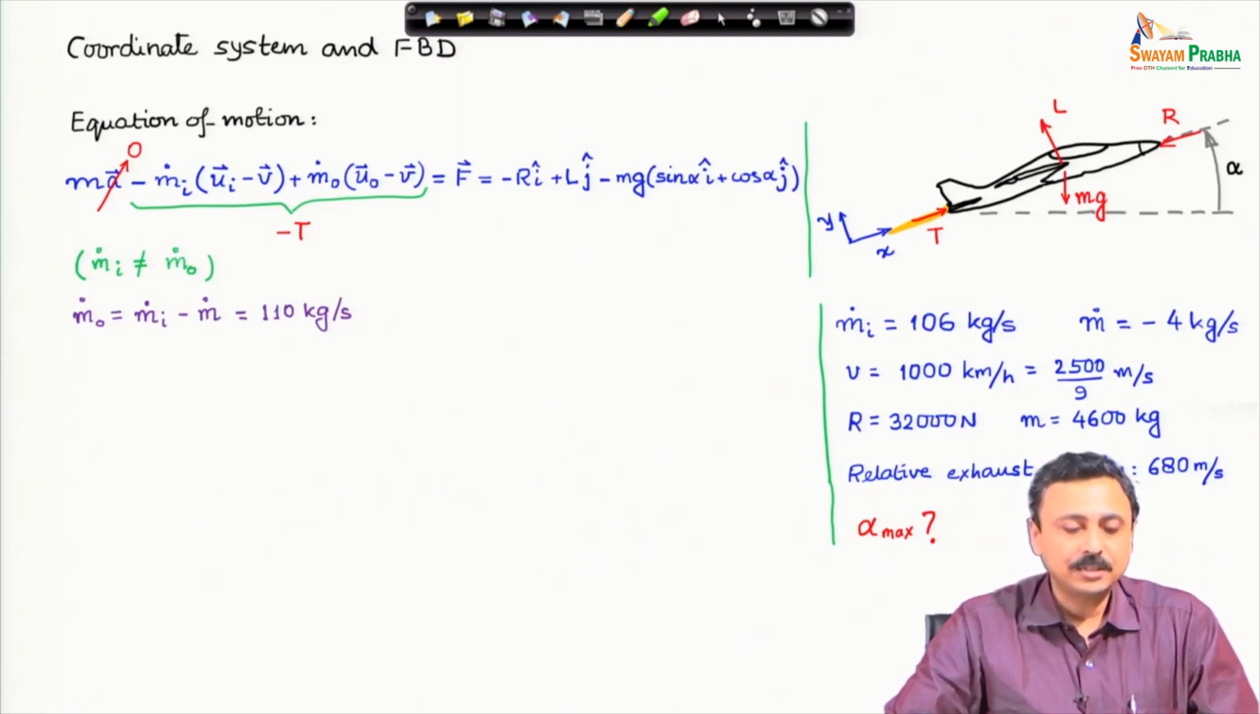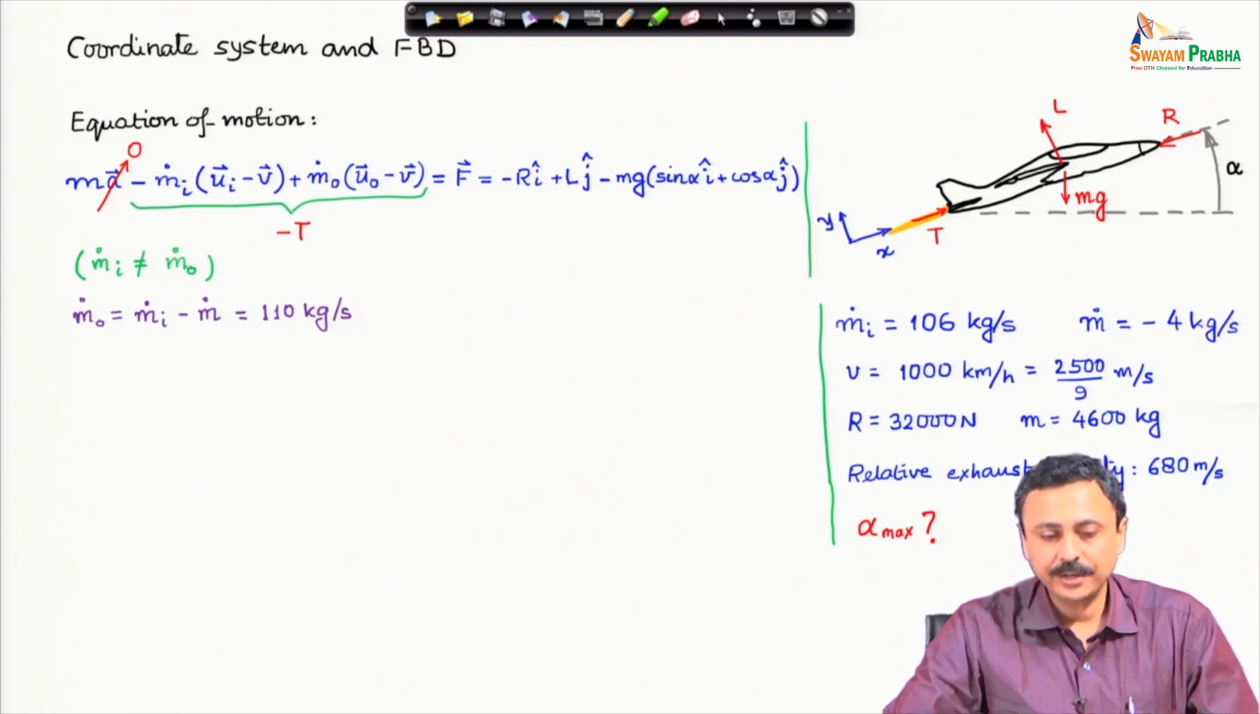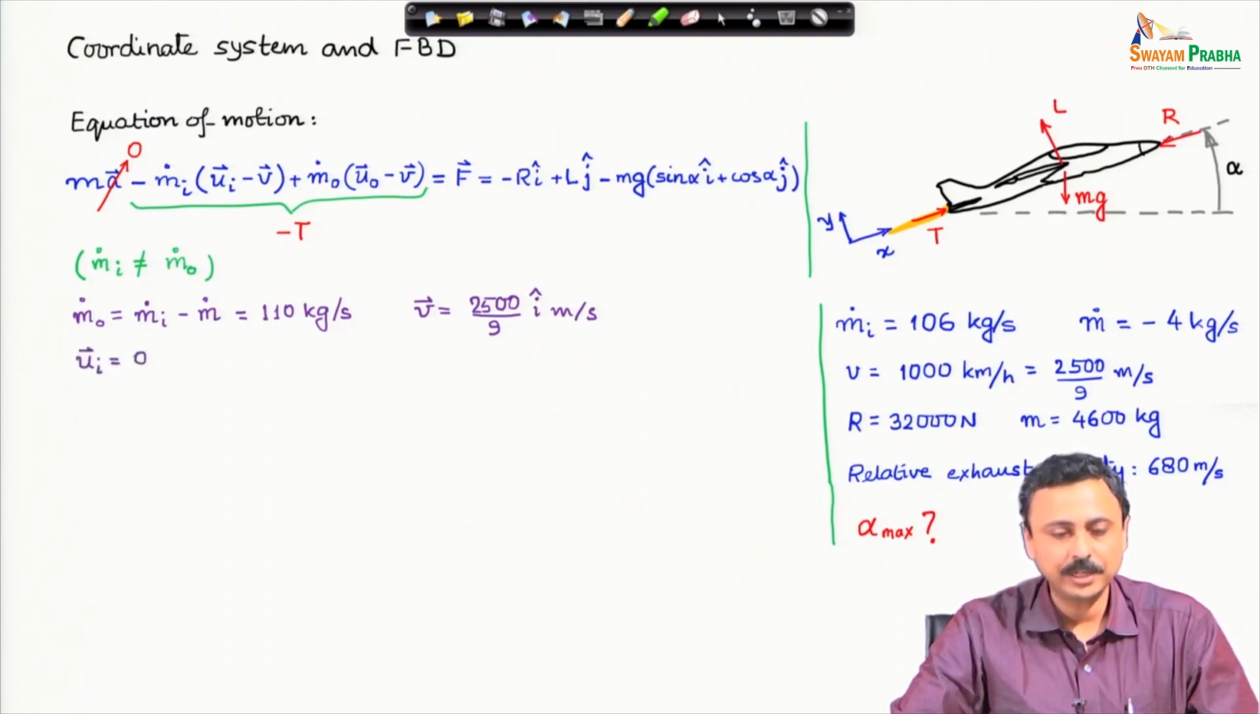The mass rate at the exit, m_o dot, is mass rate at the inlet minus m dot. This comes from the balance of mass, and m_i dot is 106 kg per second, you can see on the right, and m dot is minus 4 kg per second. Therefore, minus minus becomes plus. So, we have m_o dot, the mass rate that exits the aircraft system, as 110 kilogram per second. Velocity is 2500 by 9 i cap meter per second, we have calculated.